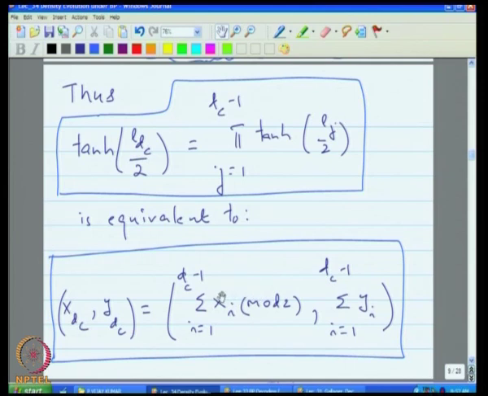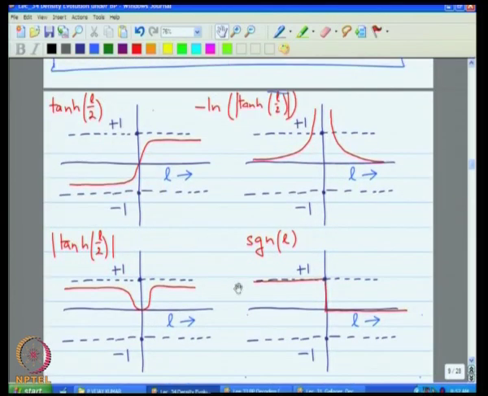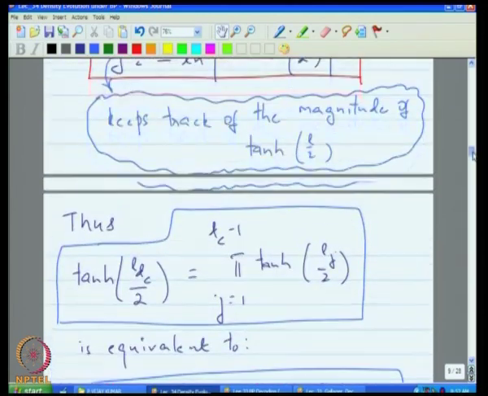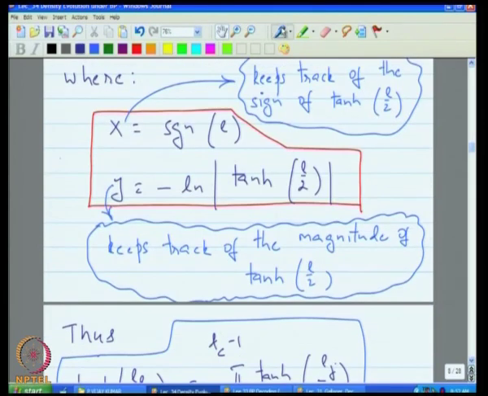And similarly, you can also verify that the sign relationship is true, because each of the x's is keeping track of the signs of the individual tan hyperbolic, and the sign of the overall is the product of the signs. Okay. But here what x_dc is doing is it is keeping track of the sign. So, the question boils down to, what do you mean by the sign function? The sign function is defined in a somewhat unconventional way.